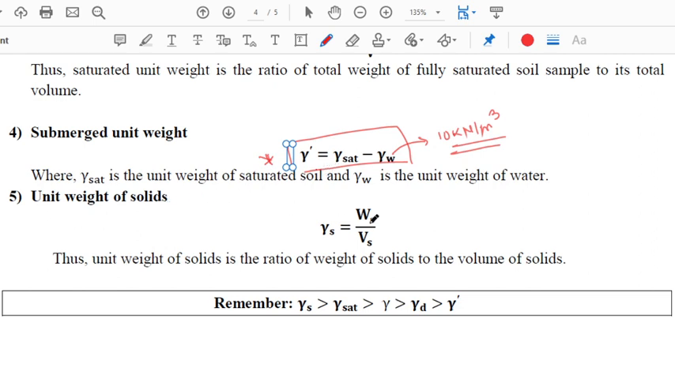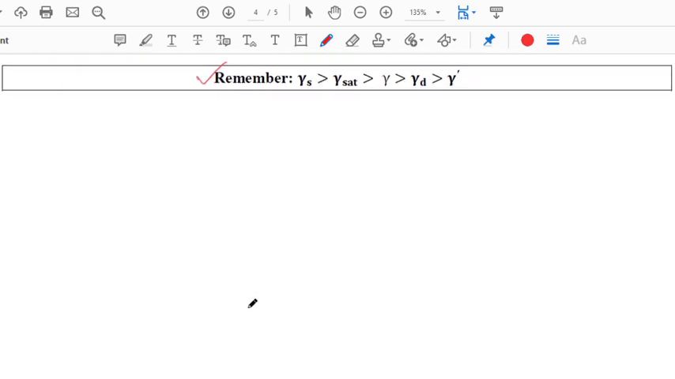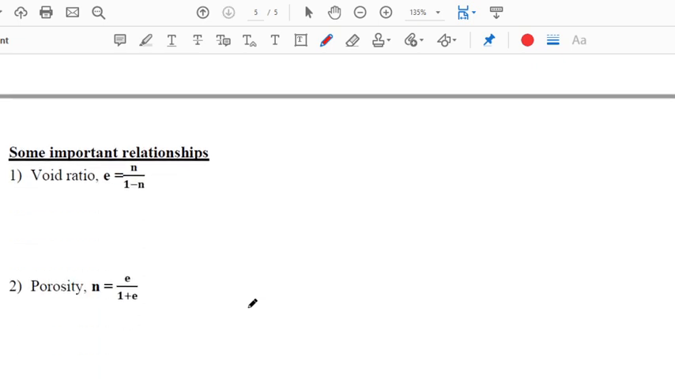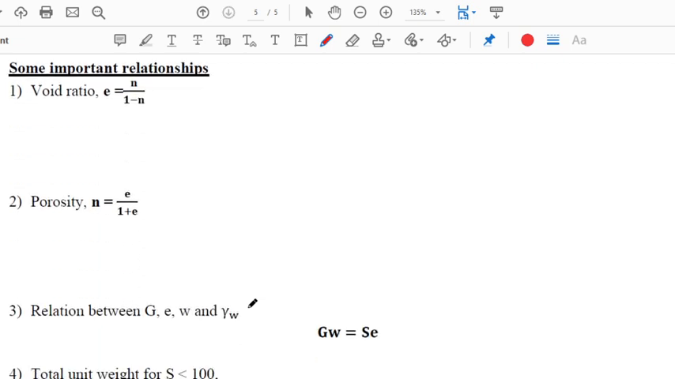Unit weight of solids is weight of solids by volume of solids. This representation will come a bit later. Okay, let us first discuss a few of the relationships between the different terms. First is the void ratio and its relationship with the porosity. For example, if the porosity n is given in the question, and you are asked to find the void ratio, how to calculate it?